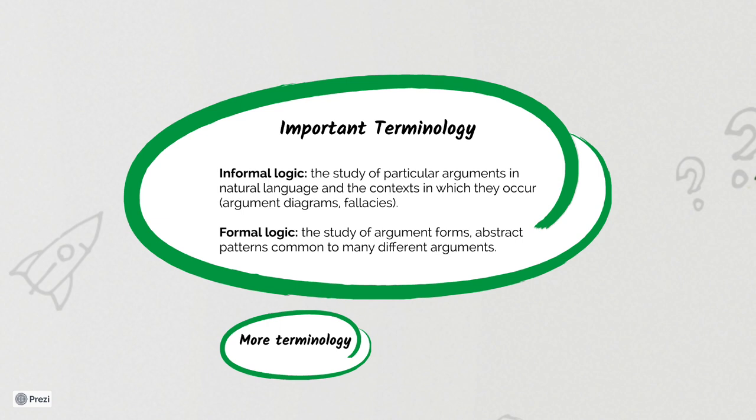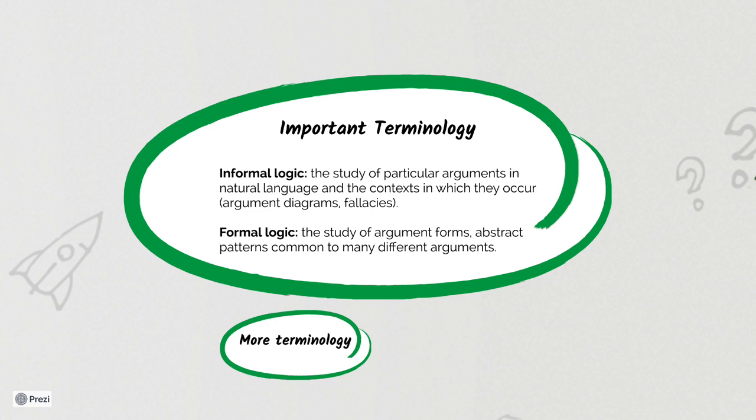Now we've already briefly looked at much of the terminology that we will encounter in our study of propositional logic. However, if you're not familiar with it yet, you need to go ahead and start locking in some of the following terminology. First of all, let's remind ourselves of the distinction between informal and formal logic. Informal logic is the study of particular arguments in their natural language and in the context in which they occur. So we might look at argument diagrams or study the fallacies of language or just try to dig into the definitions and make sure we understand what is being said. We are avoiding ambiguity and we're not speaking past one another.